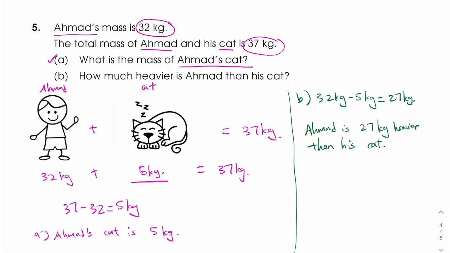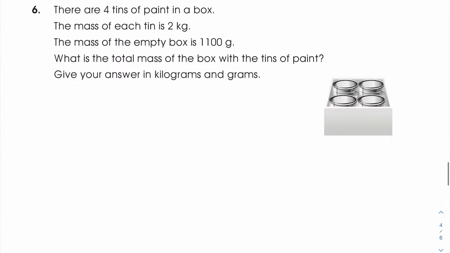Okay, question 6. Now, I realize there are quite a number of questions, so anytime you need a break, just go and take one. You can pause this video first, okay? There are 4 tins of paint in a box. The mass of one tin is 2 kilograms, and of course there's an empty box which is 1,100 grams. We need to find the total mass of the box with the 4 tins of paint.